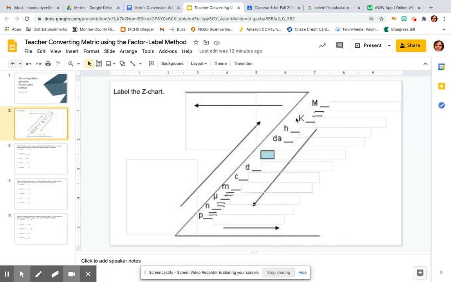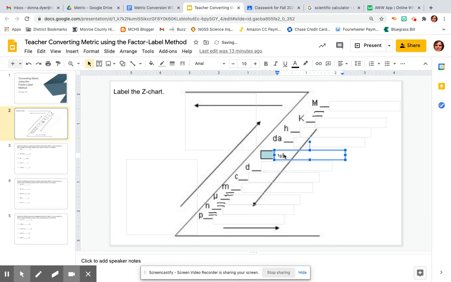So we're going to use the Z-chart to get our conversion factors. Again, you will notice I have boxes here that you can click on and type in, and that's what I'm going to be doing, and that's what you're going to be doing. First thing, I want to call your attention to this blue box. That blue box represents one of any unit. The units we're going to be using today are grams, meters, and liters. We're just using some different metric units. So that blue box represents 1 gram, or 1 meter, or 1 liter.